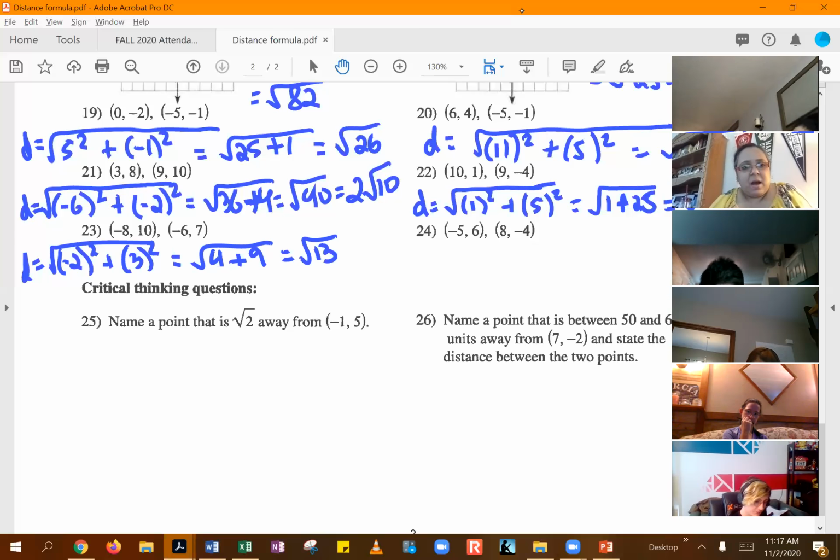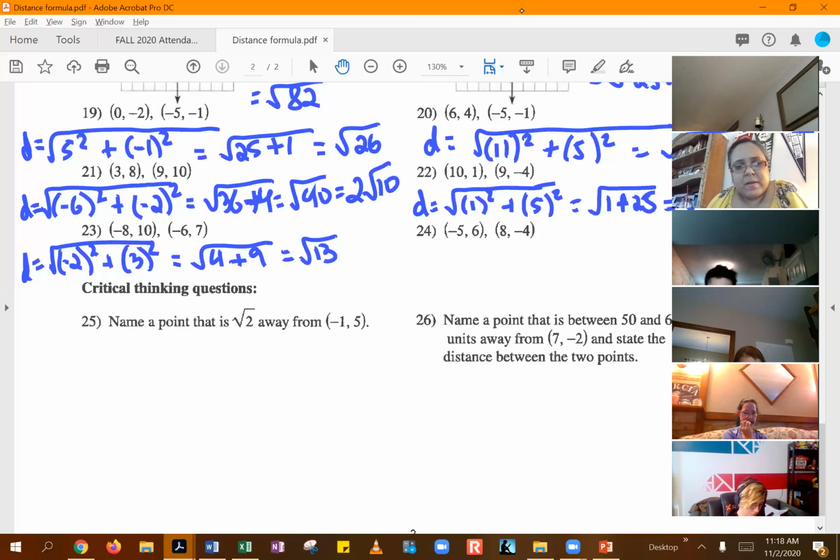Okay. So those of you who are at 25, 26, can you kind of tell me what are you thinking about this problem here for 25? They're saying name a point that is 2 square root of 2 away from -1, 5? How would you kind of come up with it, because you know the square root of 2 is your distance, right? So they're telling you find a point that would be square root of 2 distance away from this -1, 5.